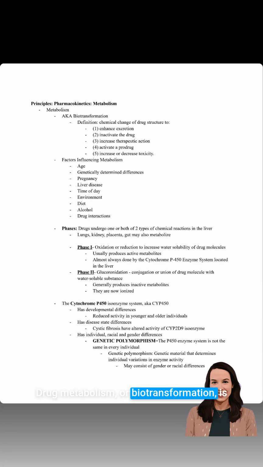Drug metabolism, or biotransformation, is crucial for converting drugs into forms that can be more easily eliminated from the body. This process serves five main purposes, including making drugs more water-soluble for excretion. Metabolism occurs primarily through Phase 1 and Phase 2 reactions. Phase 1 involves oxidation, reduction, or hydrolysis, while Phase 2 involves conjugation reactions. The cytochrome P450 system, located mainly in the liver, is responsible for many Phase 1 reactions. Genetic variations in these enzyme systems can significantly affect how individuals metabolize drugs, leading to different therapeutic responses among patients.